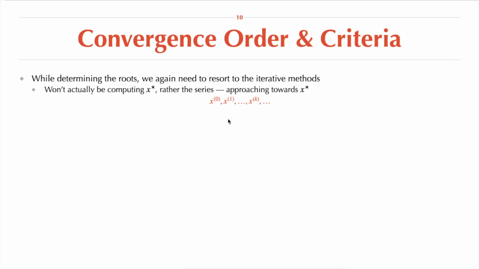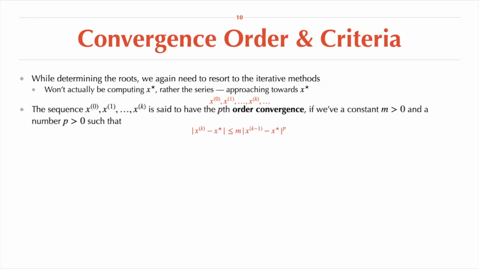It is assumed, or you're hopeful, that the method will converge to, or go towards, the root of the function that you're looking at. So you say that the sequence is said to have the pth order convergence if you have some number m which is greater than 0 and a number p such that this condition is satisfied. So this is the mathematical definition. Here m is known as the asymptotic error constant.